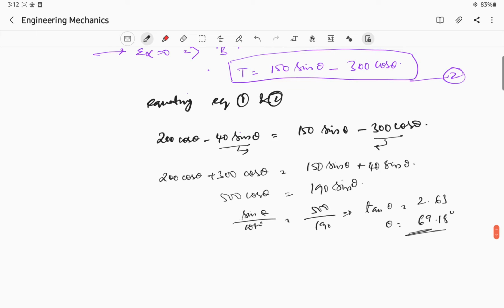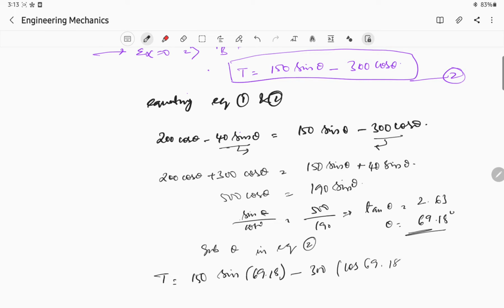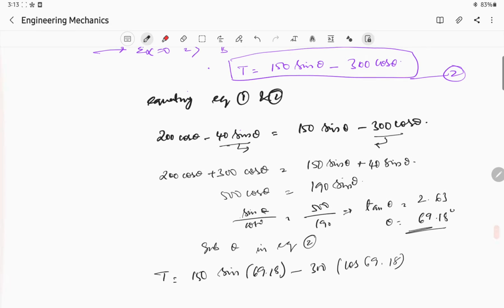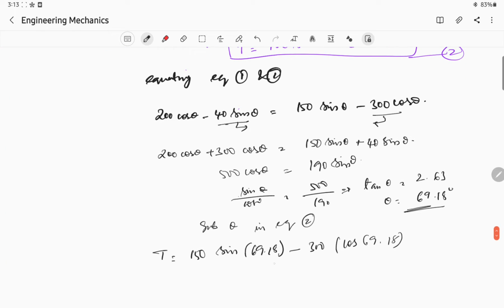He is asking us to calculate T, no? So substitute this theta in equation number 1 or 2. We will substitute in 2. So T is equal to 150 into sine 69.18 minus 300 into cos 69.18. We'll get the value of T as 33.62 Newton.